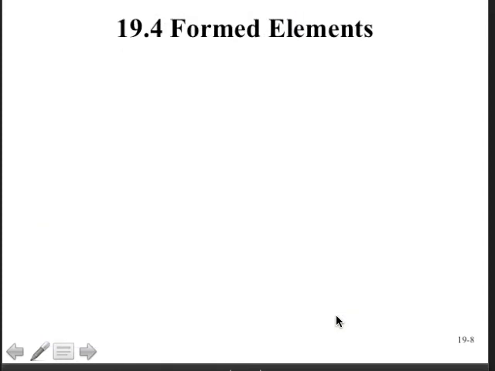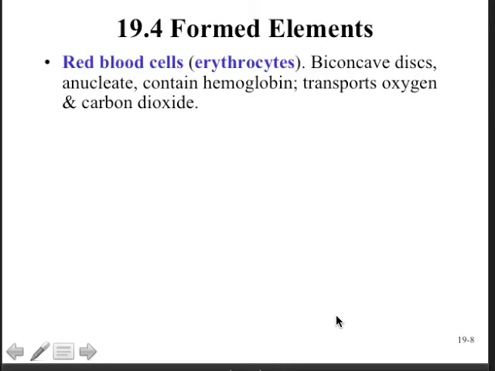Let's talk a bit about the formed elements. Okay, the formed elements is just a catch-all term for the cells that you find in blood. Okay, so these are the platelets, the red blood cells, and the white blood cells. The red blood cells are erythrocytes. The prefix erythro means red. They are biconcave anucleate discs that have lots of hemoglobin and an enzyme called carbonic anhydrase.